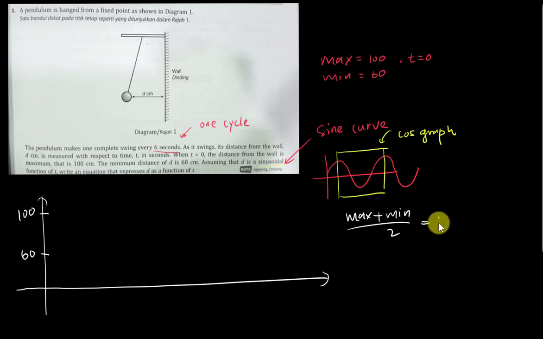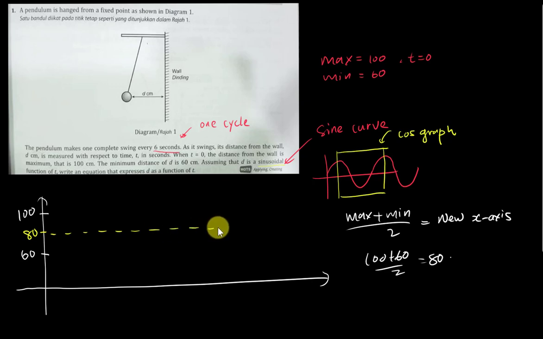Then you get the sum. Normally I call it the new x-axis, or the middle value. In this case it is 100 plus 60 divided by 2, you get 80, isn't it? So therefore I will have 80 here in the middle. This 80 is very important. This one will be my new x-axis, so I'm going to sketch my graph from here. Then I will mark the coordinates, because over here they say 100 at t equals 0. So I will assume my first coordinate starts from here.